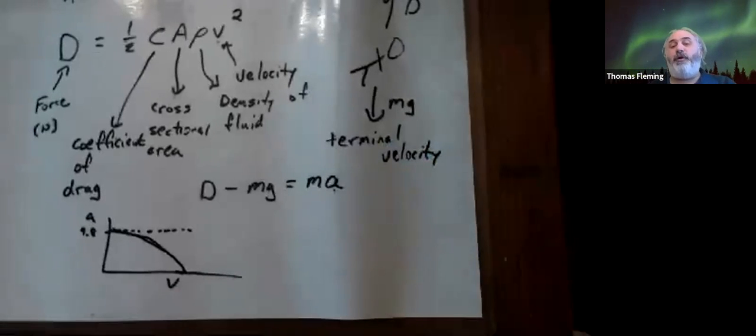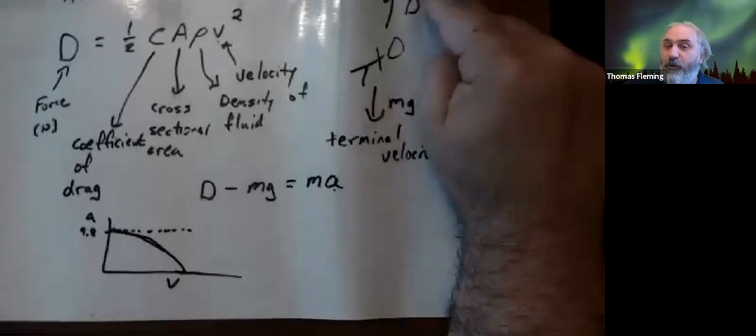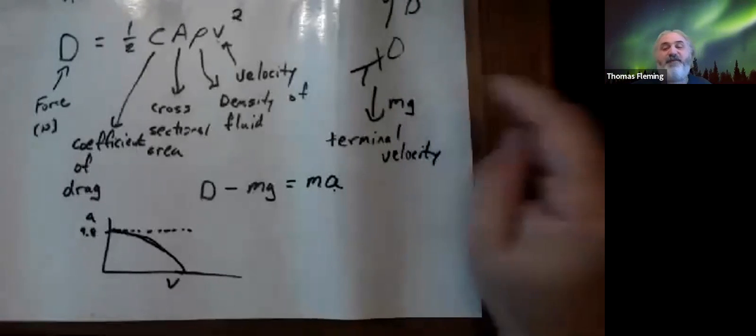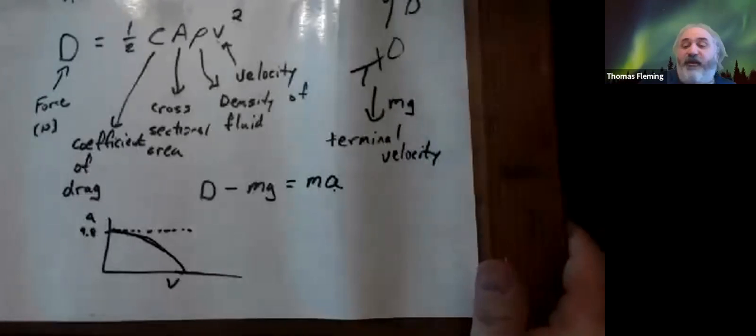So an object at terminal velocity doesn't accelerate at all. It just keeps falling at a constant speed. And it'll happen once you get going fast enough that the drag force pushing up is equal to the force of gravity pulling you down. It explains a lot.